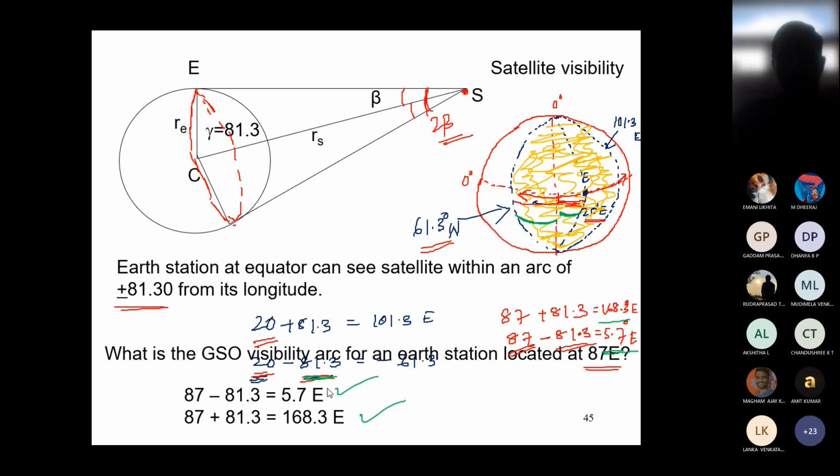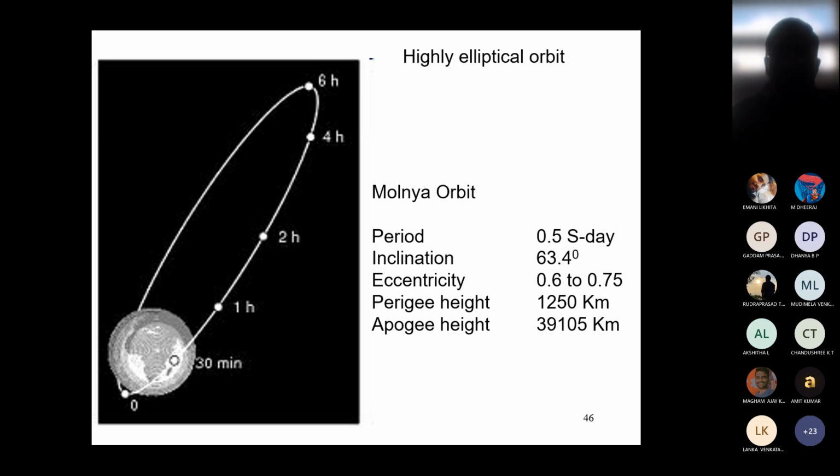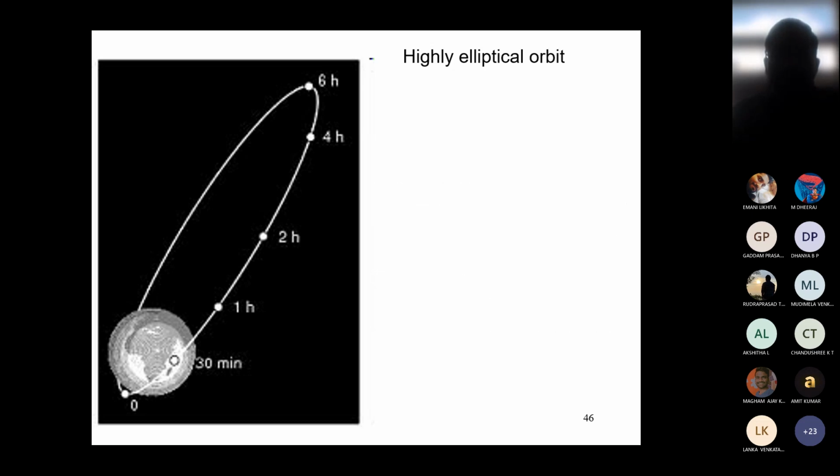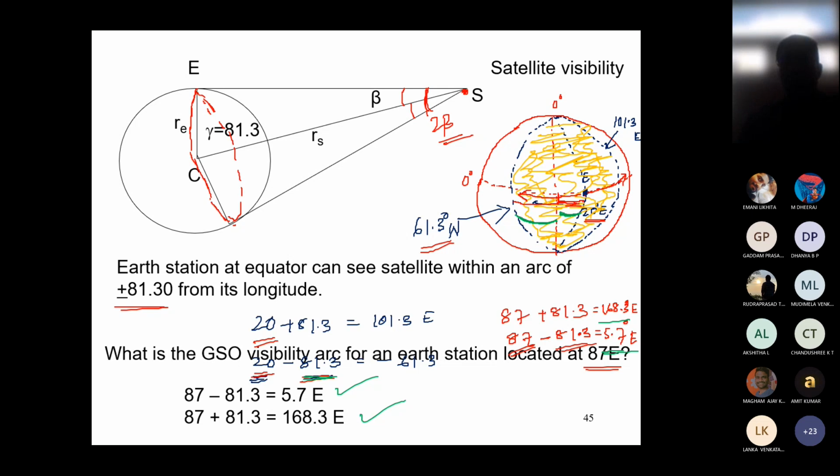Okay, so with this we have completed some laws of satellite, and we discussed some examples related to finding the range of the satellite, finding the latitude and longitude of the satellite, and some terms which are related to satellite communication.